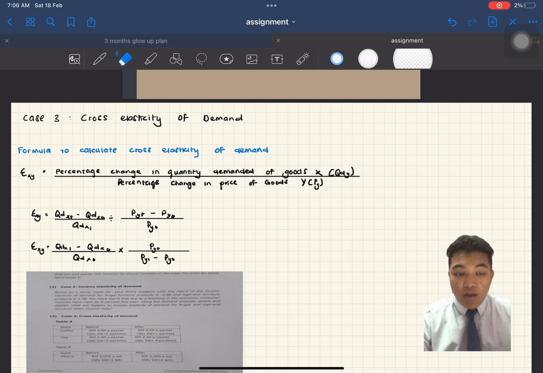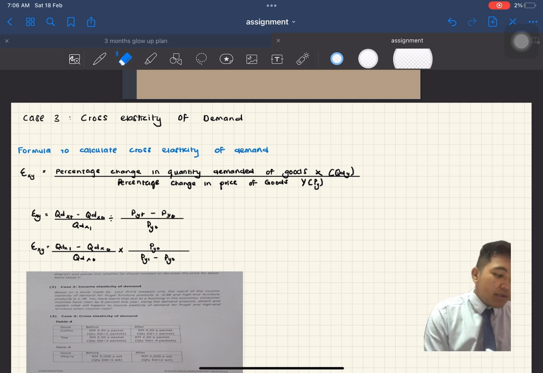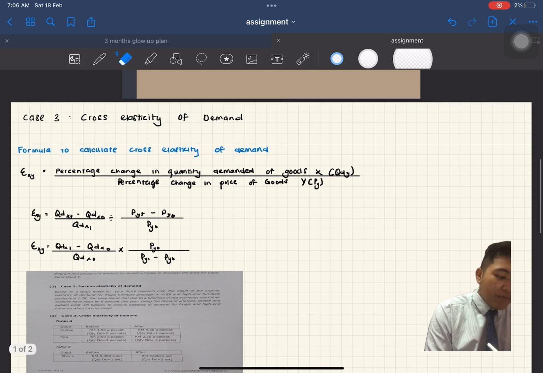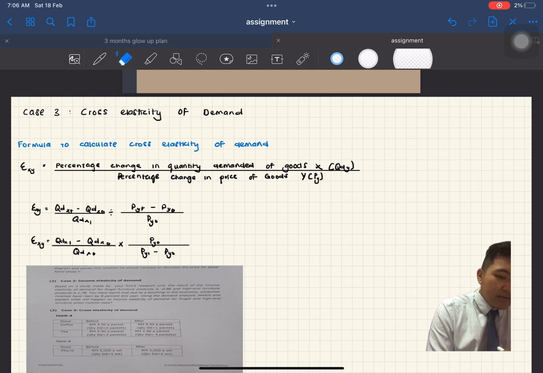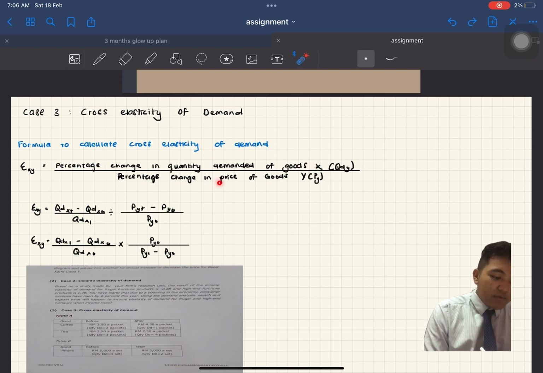Today I will show you how to solve case 3, cross elasticity of demand. First, we need to know the formula to calculate cross elasticity of demand. The formula is percentage change in quantity demanded of good X over percentage change in price of good Y. We have two formulas, which is by divide and by times. So in this question, we're going to look at what formula we are going to use.